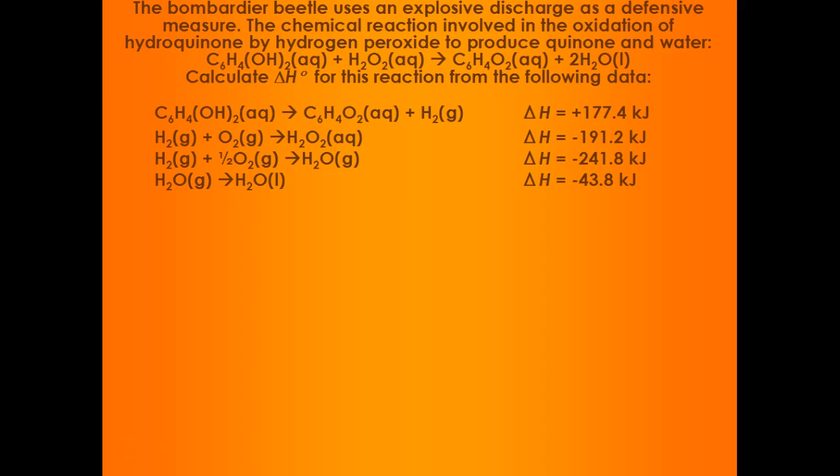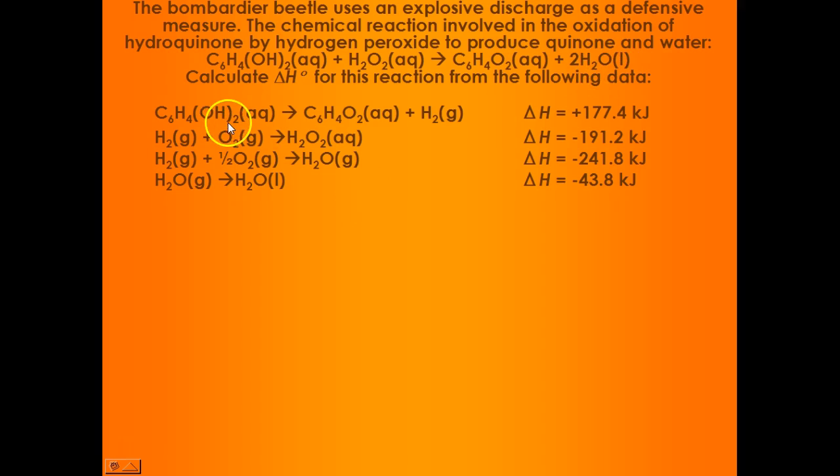So one more. We're going to see how hydroquinone can undergo oxidation in the presence of hydrogen peroxide, and what it makes as a result, quinone and water. So this is the hydroquinone, this is the hydrogen peroxide, there's our quinone, and there's our water. So we need to find a way to get it so that the aqueous form of hydroquinone is on the reactant side, and that the quinone is on the product side, along with the hydrogen peroxide and water.